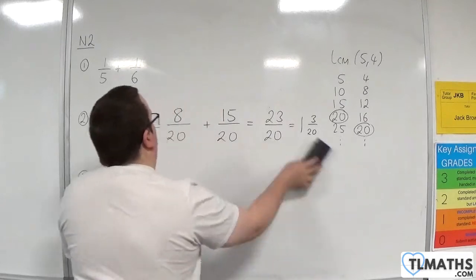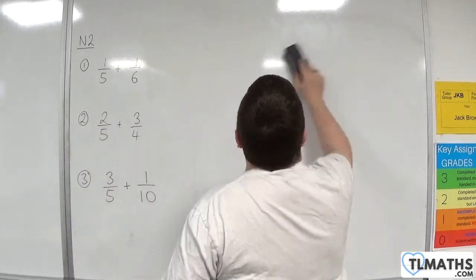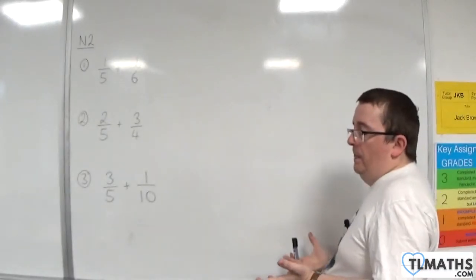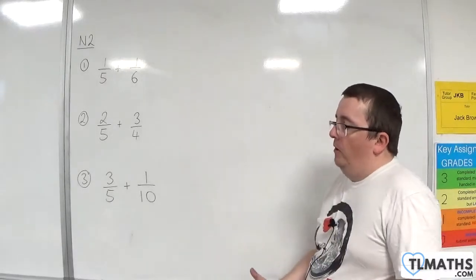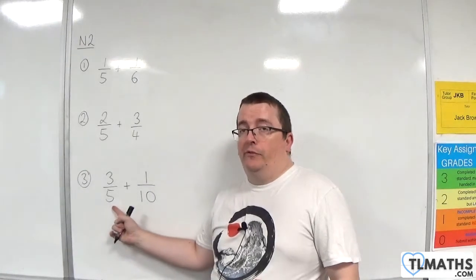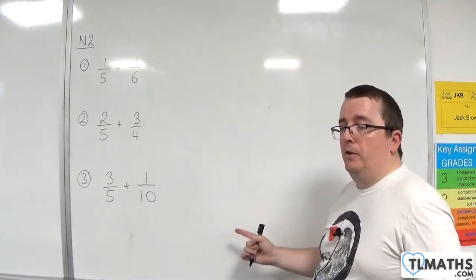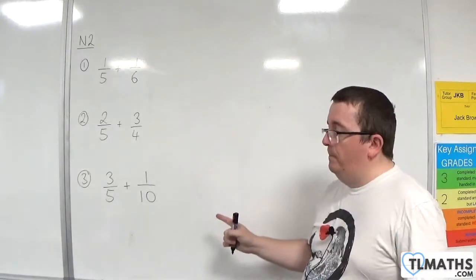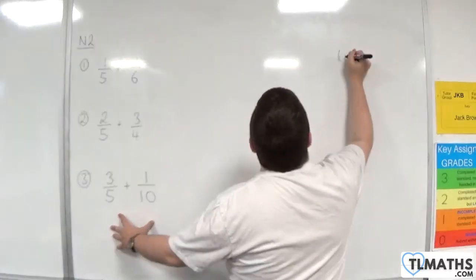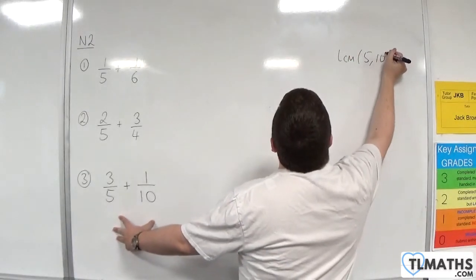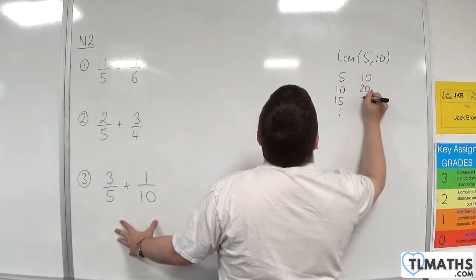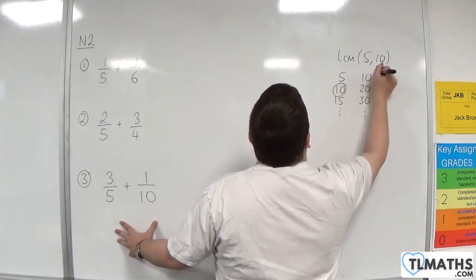Right. Okay, so let's take a look at number 3. Now, 3/5 plus 1/10. You should spot initially that 3/5 can be written as 6/10, and hence you've got a common denominator. So you should be able to do this one by sight. However, let's say you didn't. We'll go with the lowest common multiple of 5 and 10. So 5, 10, 15, etc. 10, 20, 30, etc. So the lowest common multiple is 10.